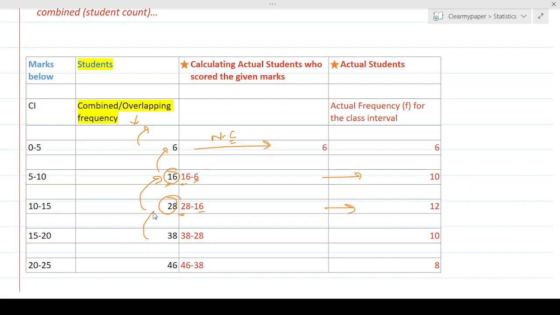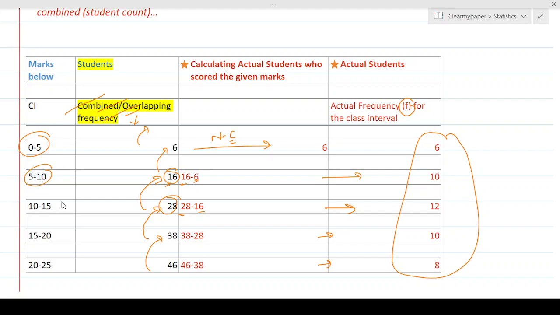Similarly, this 38 includes this 28. This 46 includes this 38. So I'm going to recreate those actual frequencies, not the combined ones. And I'm going to use this whole section as my frequency of students for these class intervals.